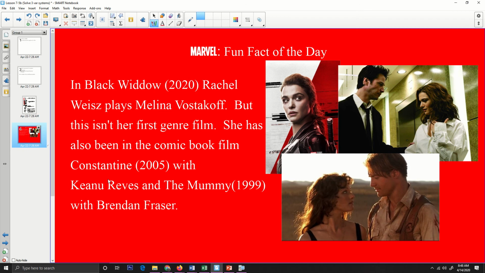So the Marvel fun fact of the day: in Black Widow 2020, Rachel Weisz plays Milena Vostokov, but this isn't her first genre film. She's also been in the comic book film Constantine in 2005, which was with Keanu Reeves, and she also played in 1999's The Mummy with Brendan Fraser. So a very storied career.